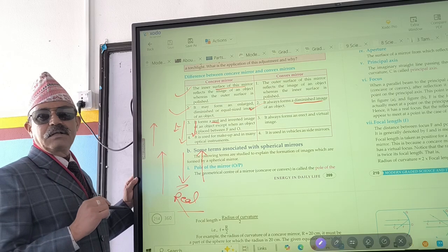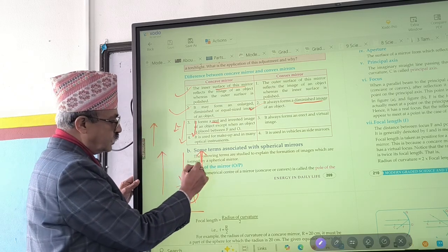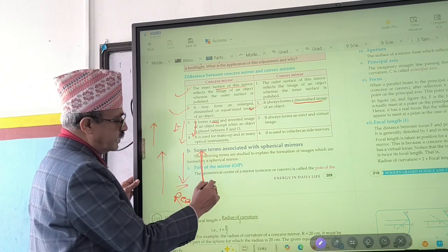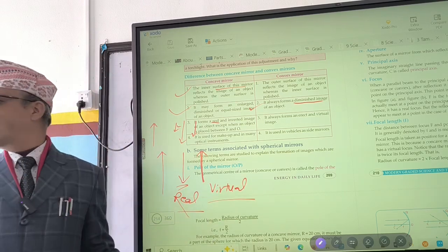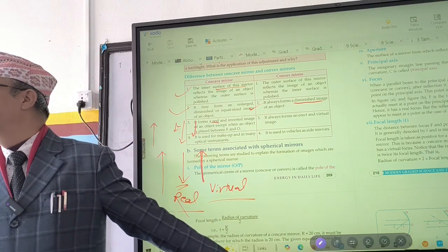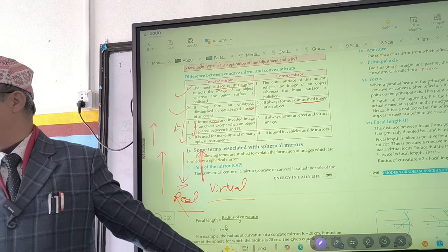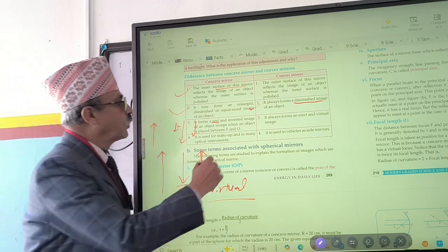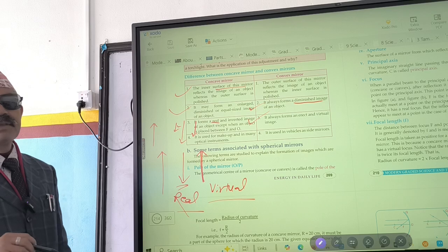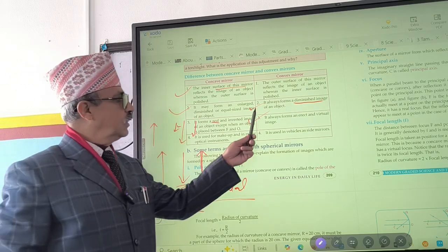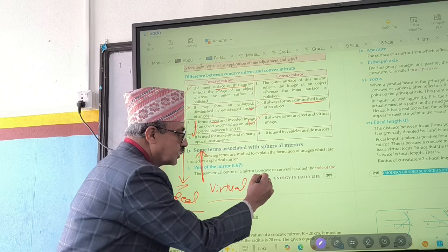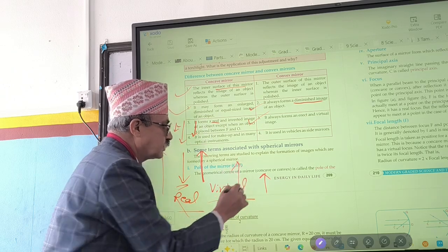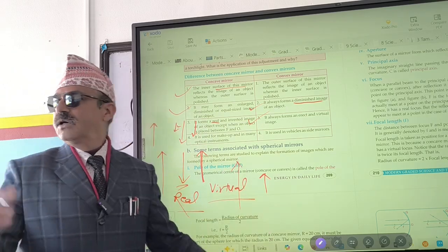Inverted image is real, and such an erect image is virtual. Real means it can be found on the screen. Virtual means it cannot be found on the screen. In that way, we have to remember. And what about the convex mirror? It always forms an erect and virtual image. Object is like this, image is also like this.